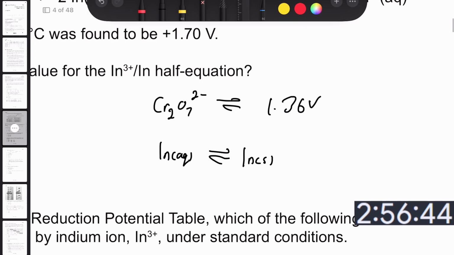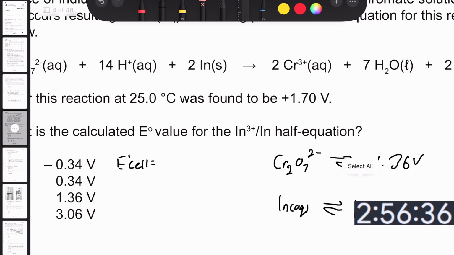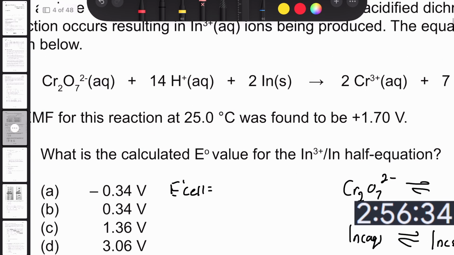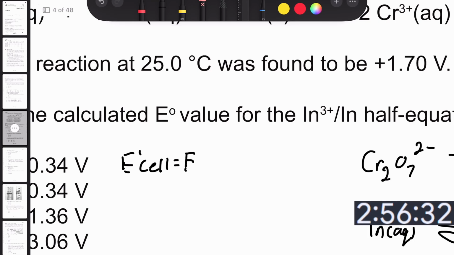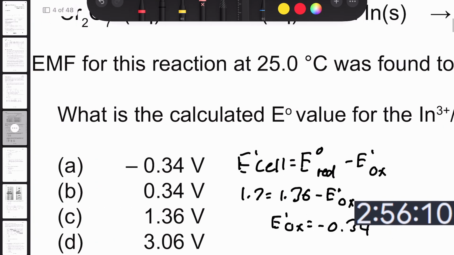So we know that E0 cell equals E reduction minus E oxidation, since our indium is being oxidized. So 1.7 is equal to 1.36 minus EOX. So our EOX is going to be equal to negative 0.34 volts, so A.